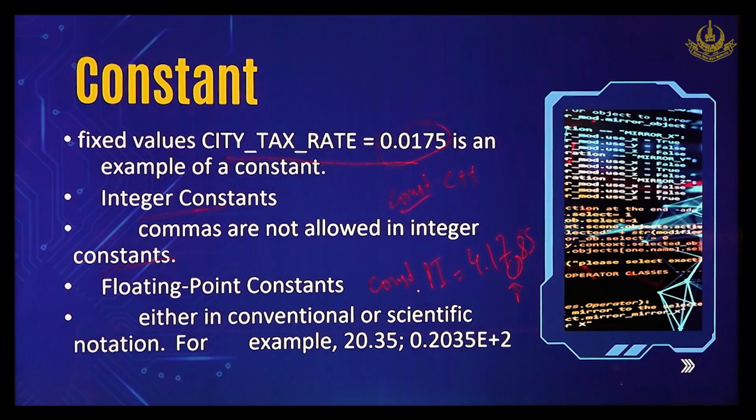In the case of floating points, only decimal points are allowed. You can even use scientific notation or conventional. What does conventional mean? It means that you are using the normal definition, and by scientific notation we mean the form of scientific notation in the form of specific values.